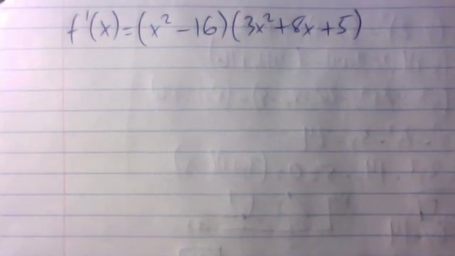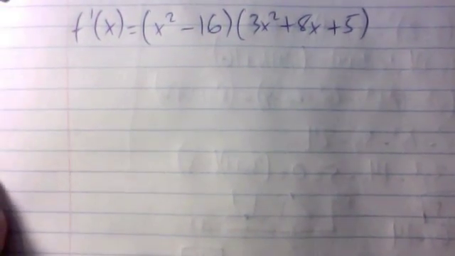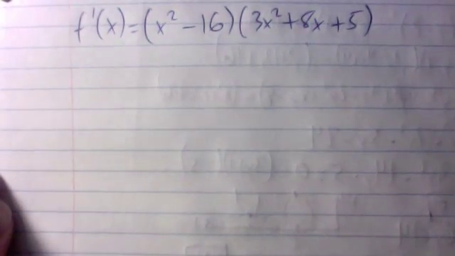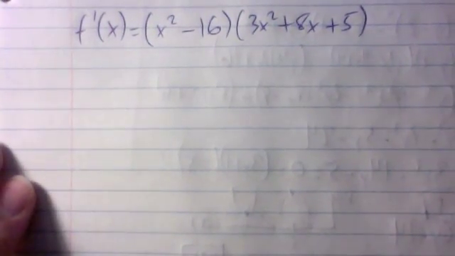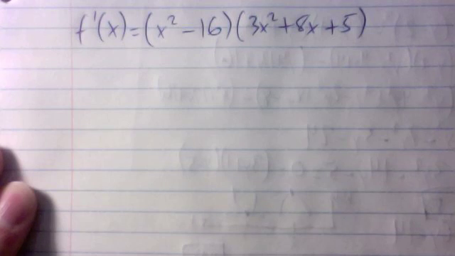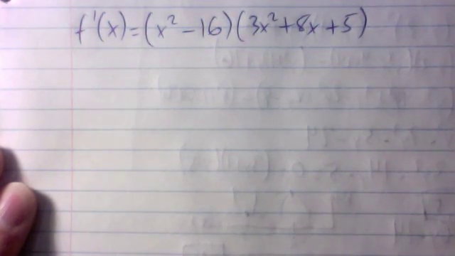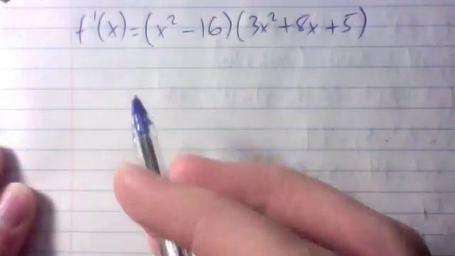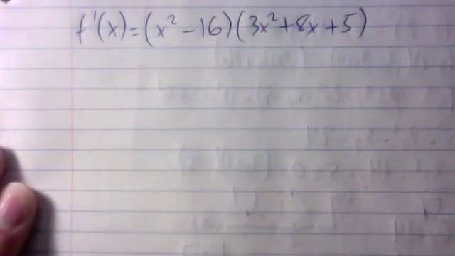Alright, so for this problem, we're given a function, f prime of x, so this is the derivative of f of x, and we're asked to find the x values of the local maximums and minimums for f of x. So the first thing we're going to do is split these up so that we can find where they're equal to 0, because remember, at local maximums and minimums, the derivative of the function is equal to 0.